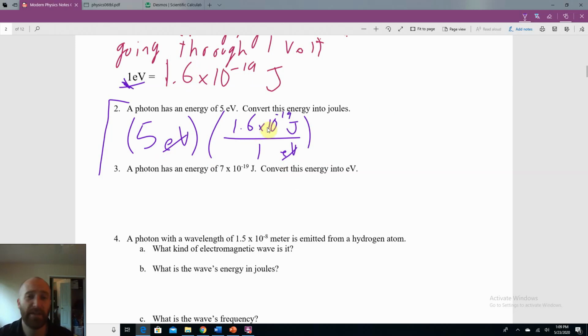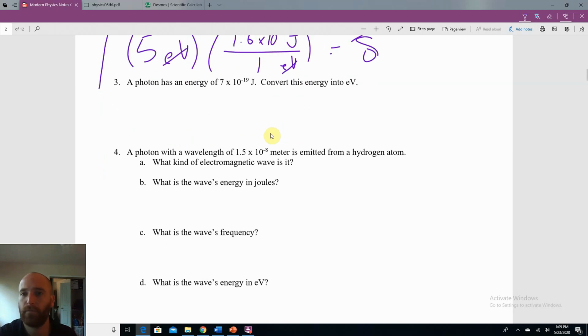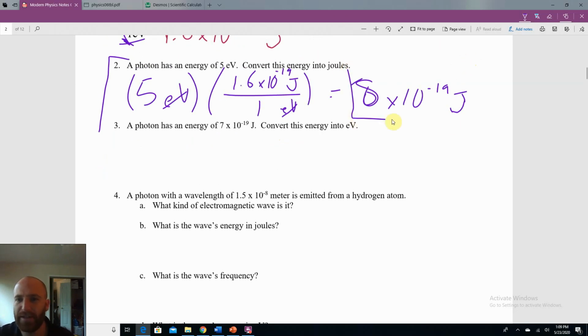Okay, that 1.6 is on the top of the fraction, so we'll multiply them. 5 times 1.6 times 10 to the negative 19 gives you an answer of, I got 8 times 10 to the negative 19 joules. And again, that's a tiny amount of energy, which makes sense for the smallest unit of light that you can imagine. So that's a good number. Again, notice that the 5 eV was definitely simpler to work with, which is why we use it. So this is our value in joules.